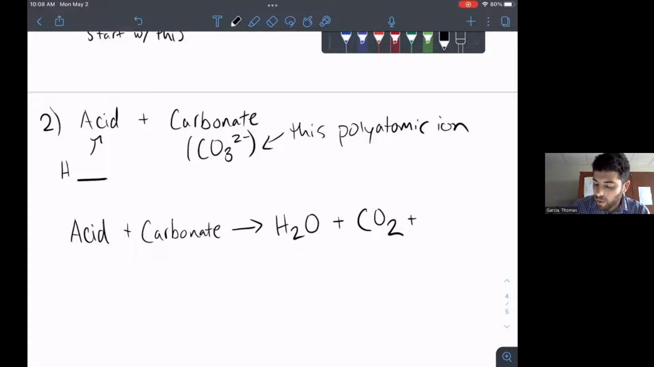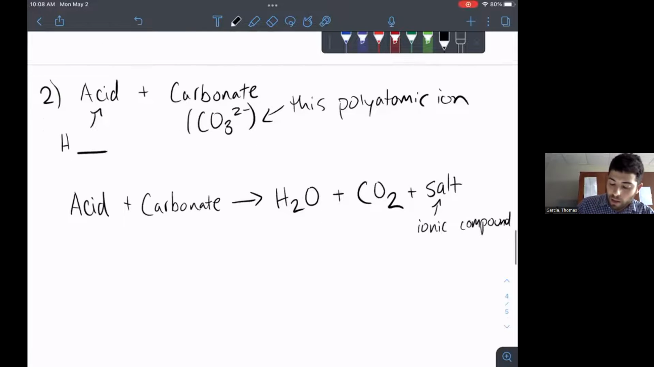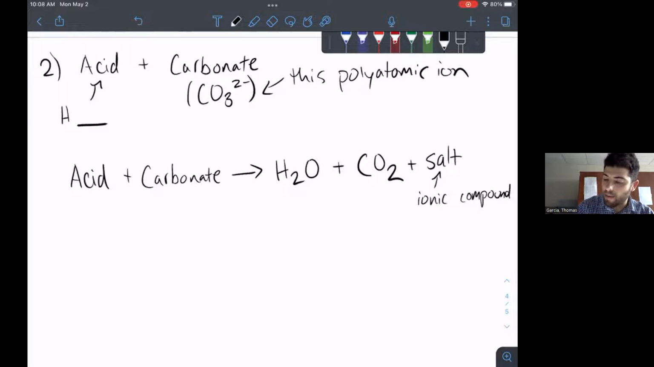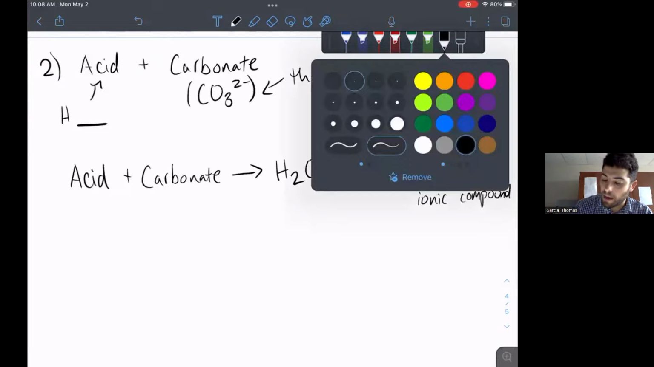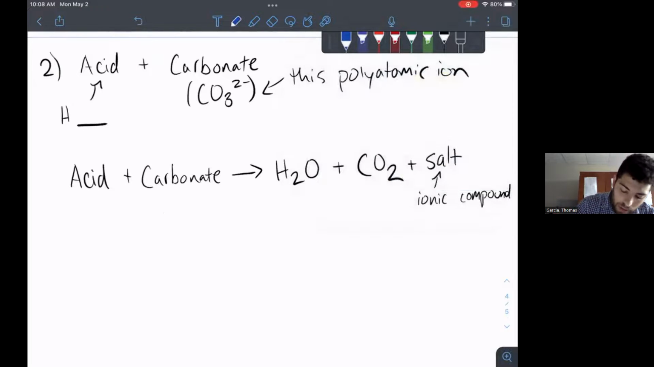But lastly, we're going to produce something we did before. We're going to produce a salt. And again, that's going to be some type of ionic compound. And it's still going to have the back half of whatever our acid is. So we can take one of my favorite acid plus carbonate reactions. It seems pretty basic, but you know what? I just absolutely love it.